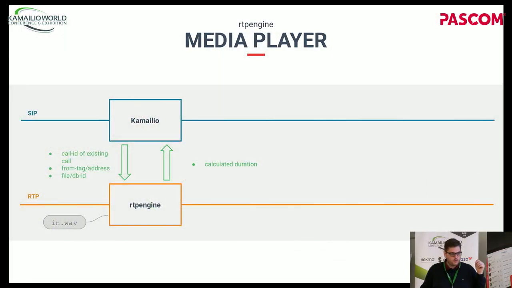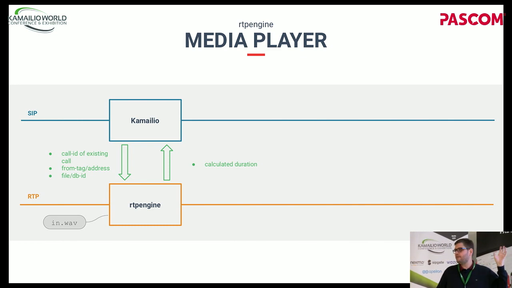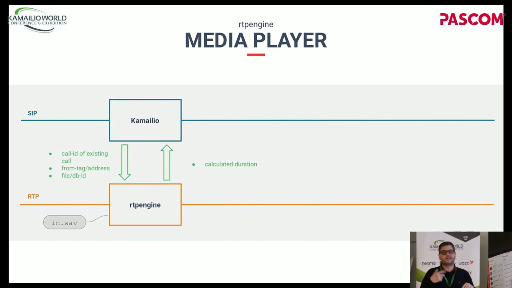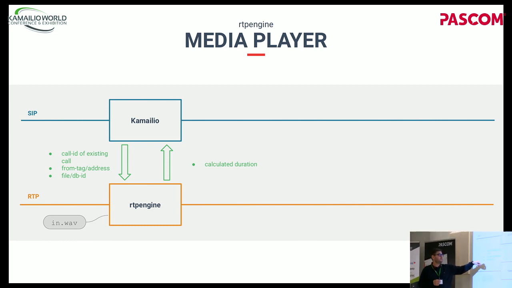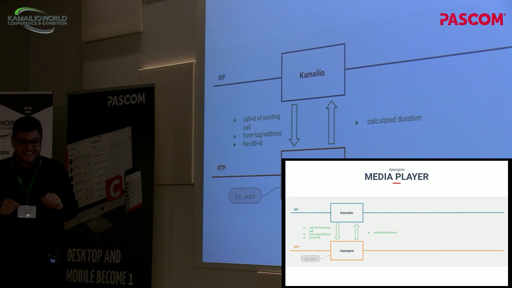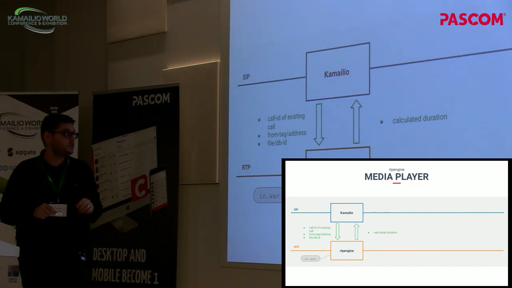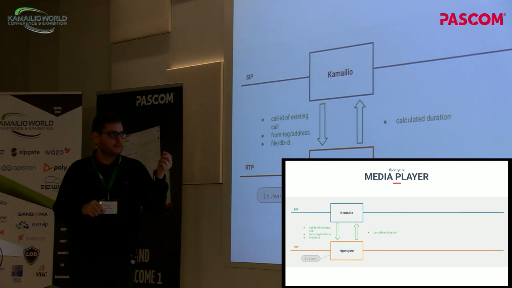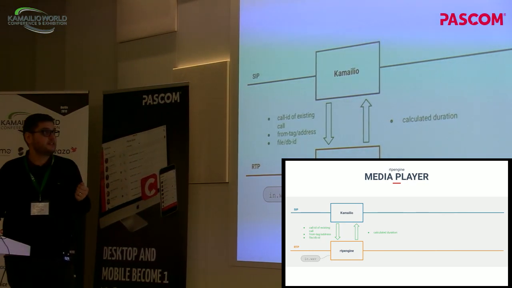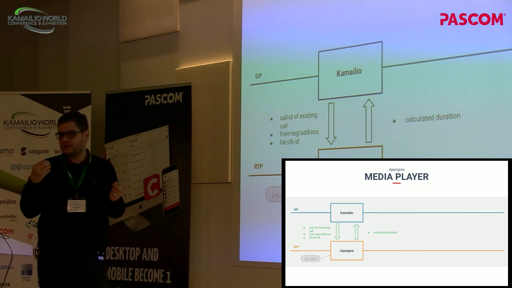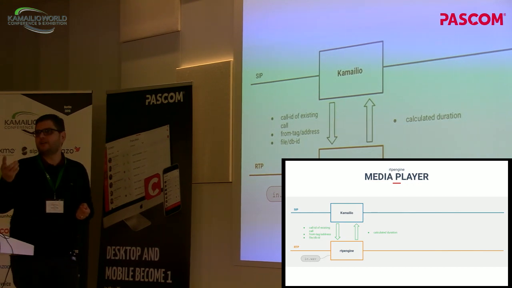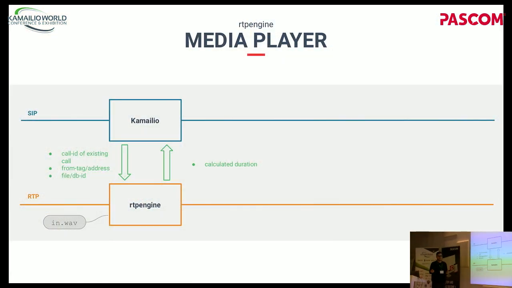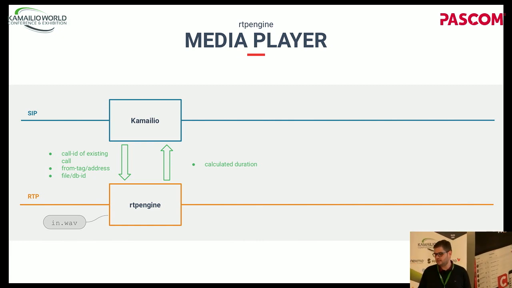This is a bit different in a way that you have an established call, and then via some means, you can, during a call, start playing the media. So you need to have a call ID of an existing call, and you need a from tag or a to tag in order to identify which direction, which stream you want to inject it to. And you need a file or a database ID. What you get back is a calculated duration if RTPEngine is able to estimate it. So you will get back, okay, this file is going to take like 30 seconds, and you can react on that in the response.